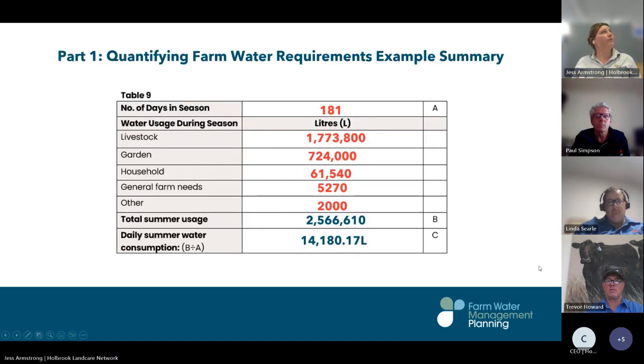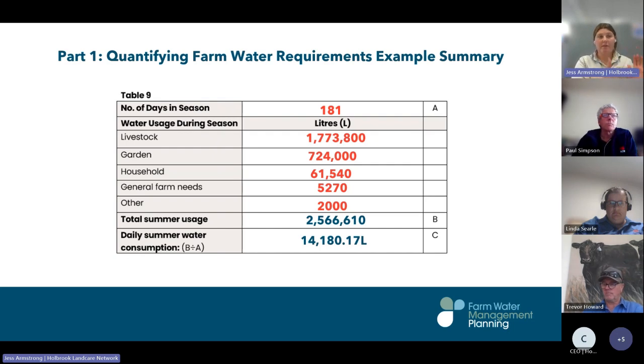We've actually, you wouldn't believe it, just run through the whole part 1 of quantifying your farm water requirements already. So this is the summary of all of the sums that we've just quickly done. And if I've gotten something wrong, please shout out. I probably have.